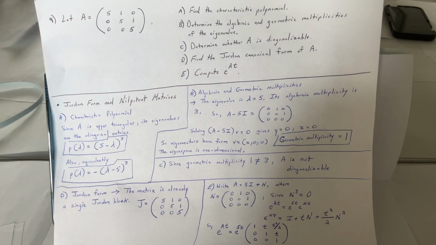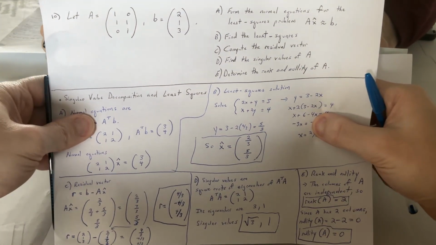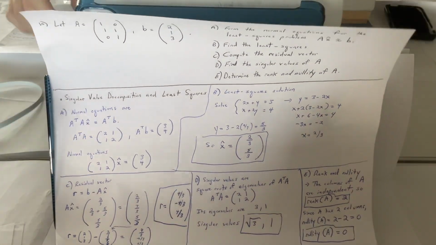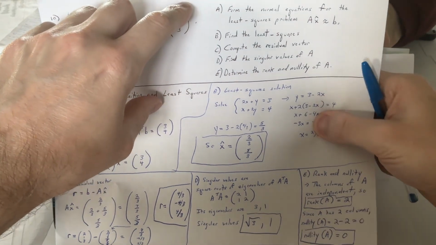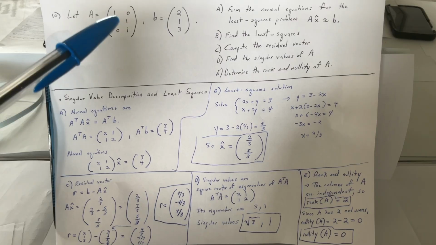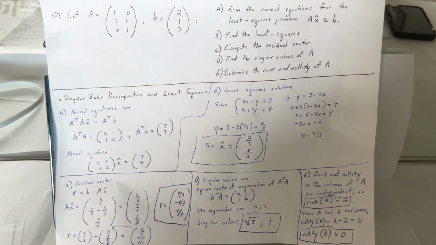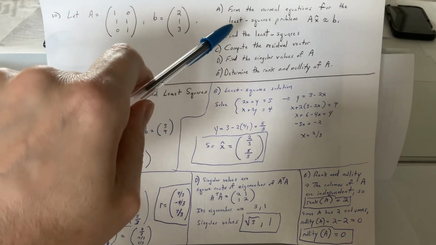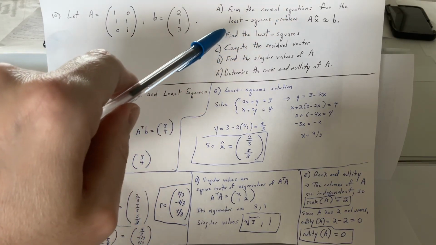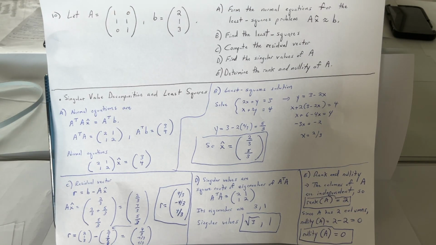And now we go to number 10. So number 10, we have let A equal this, columns 1, 1, 0 and 0, 1, 1. B equals this column 2, 1, 3. So form the normal equations for the least squares problem. A x hat is approximating B.